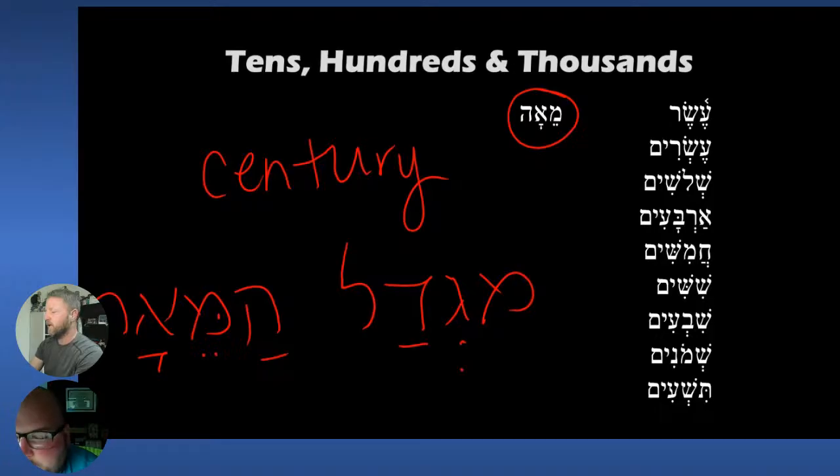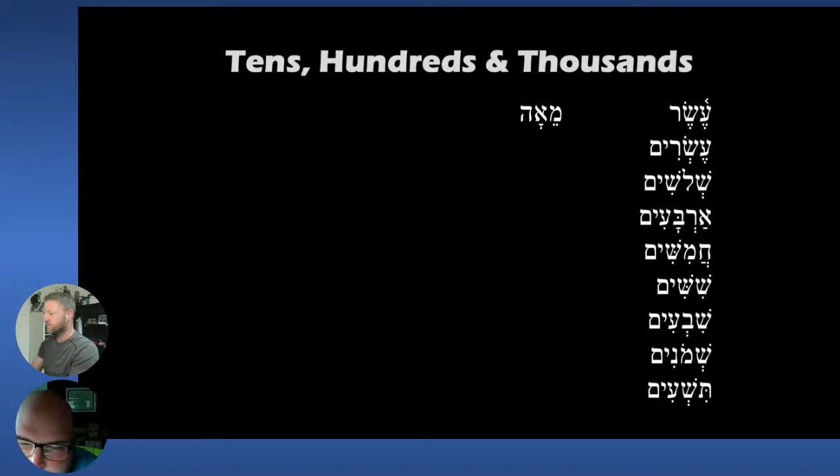Okay, Migdal HaMe'ah does not mean the 100 tower. It's a tower of 100. It's the tower of the century. It's a century tower. I don't know why they call it that, but maybe because it was built in the year 2000. Who knows? Okay, to say 200, you have Me'ah, and then you have the dual ending.